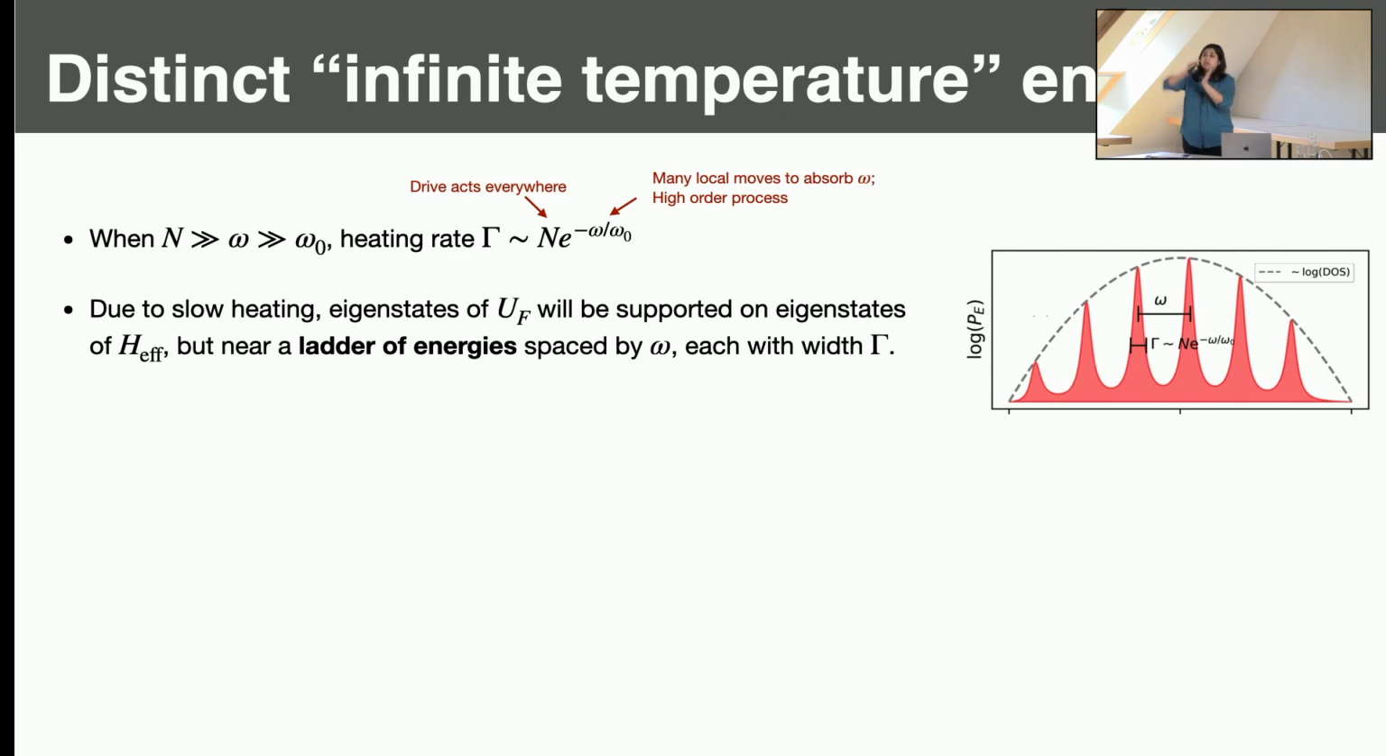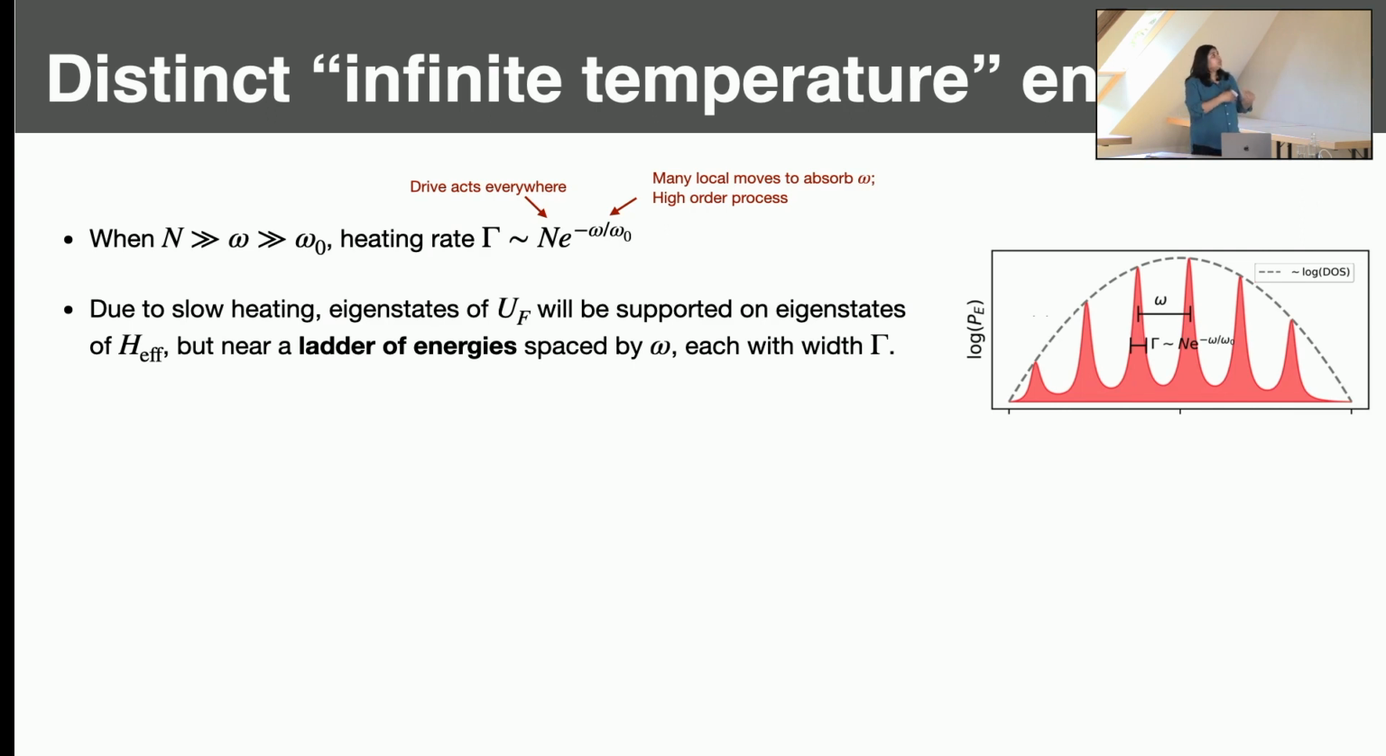The idea is that you have a local energy scale which is omega naught, and your frequency is omega. So to absorb one photon from the drive, you have to make many local rearrangements, order omega over omega naught local rearrangements. This is a high order process, which gives you this exponential suppression. The overall factor of n is just coming from the fact that this local heating process is happening everywhere in your system because your drive is a sum of local terms. So on net, your heating rate is n times e to the minus omega over omega naught.